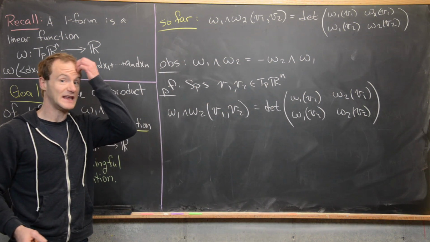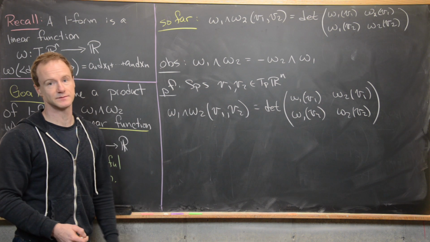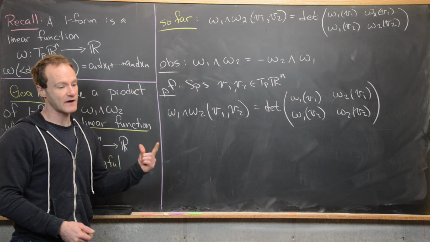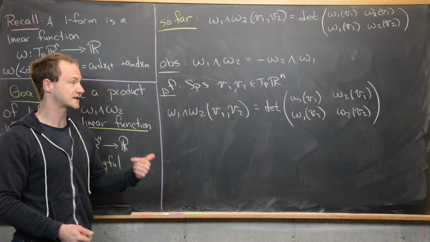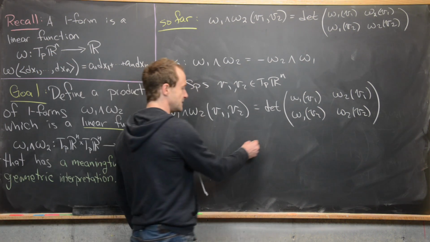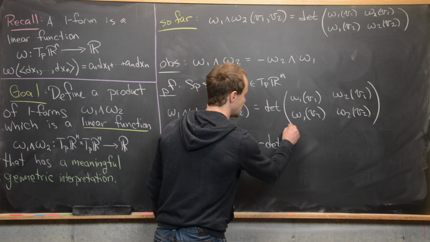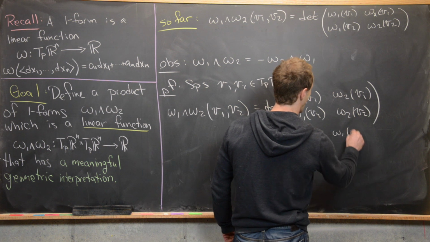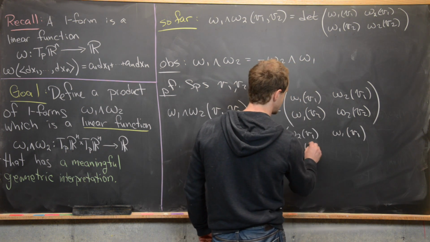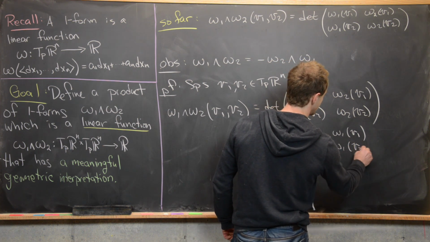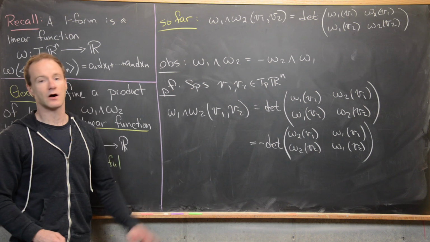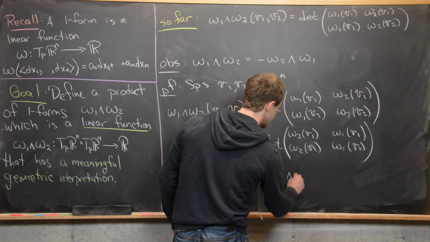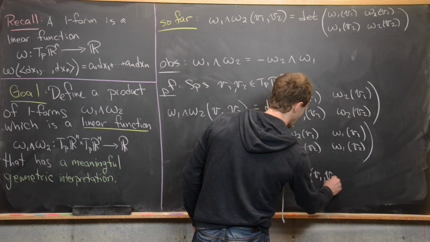Great. Now the next thing that I want to do is swap columns. In other words, we're going to do a column operation. But if you recall from linear algebra, whenever you swap two columns of a matrix, you end up negating the determinant. So that means I can put a minus sign here and then swap the columns. So that's going to give me omega 2 V1, omega 1 V1, and then down here I have omega 2 V2, and then omega 1 V2. Great. But now, kind of working our way out of that hole, we notice that that determinant is exactly omega 2 wedge omega 1 evaluated at V1, V2.